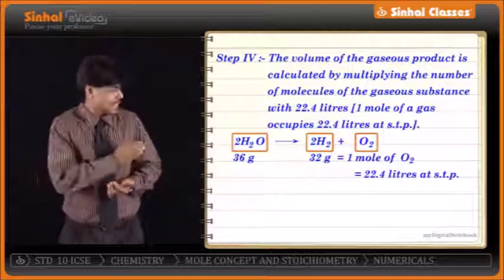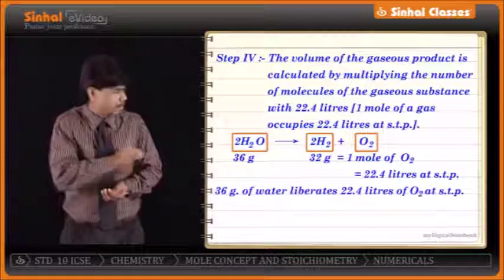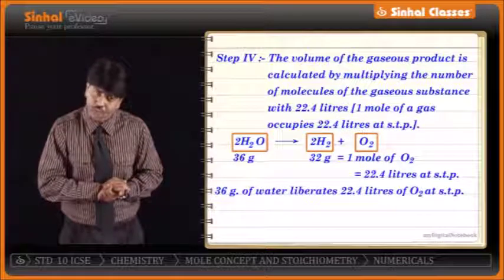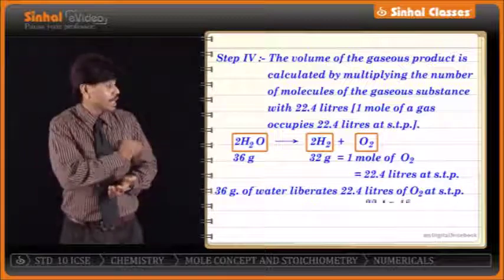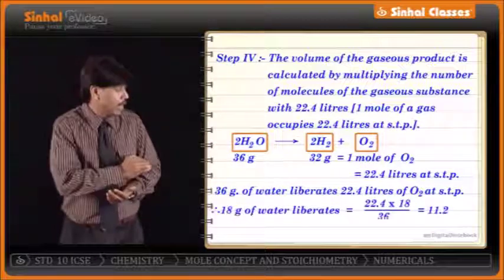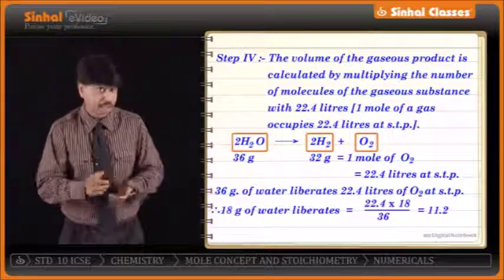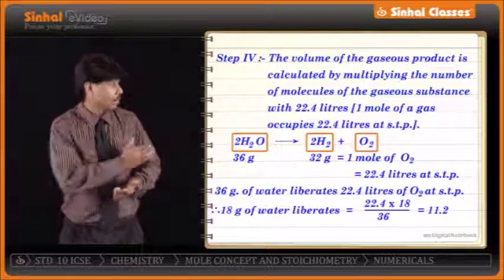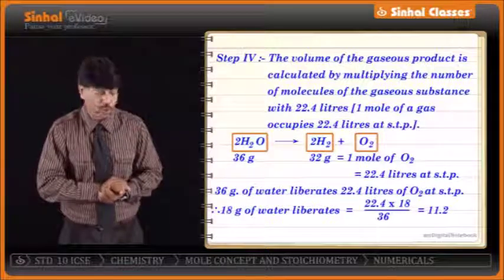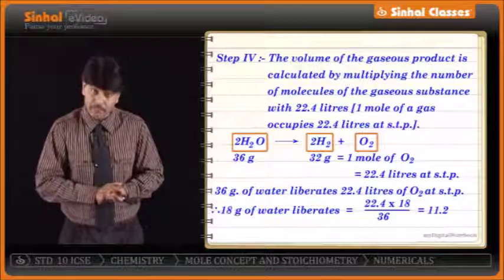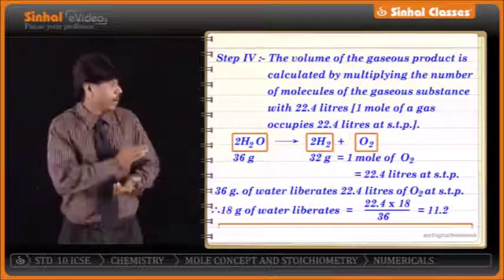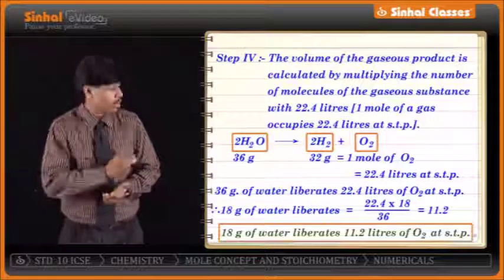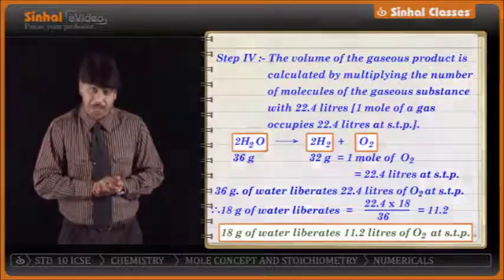Therefore, 36 grams of water will liberate 22.4 liters of oxygen at STP. Therefore, 18 grams of water will liberate how much oxygen? Again cross multiply it, we get 22.4 into 18 divided by 36. The answer comes out to be 11.2 liters of oxygen at STP.